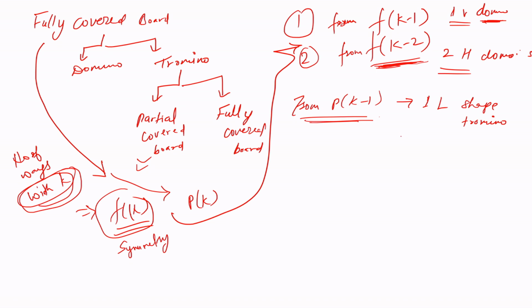a partially covered board, correct? Where partially covered board, that we have already seen the example, right? We were calculating k equal to 3, right? So we are doing k minus 1, we are adding one L-shaped tromino. So from p of k minus 1, we will use one L-shaped tromino, right? So we can add one L-shaped tromino for all these partial covers, and the width is nothing but k minus 1.